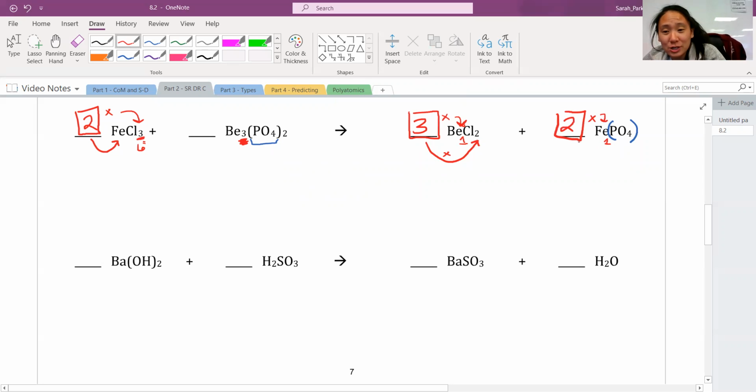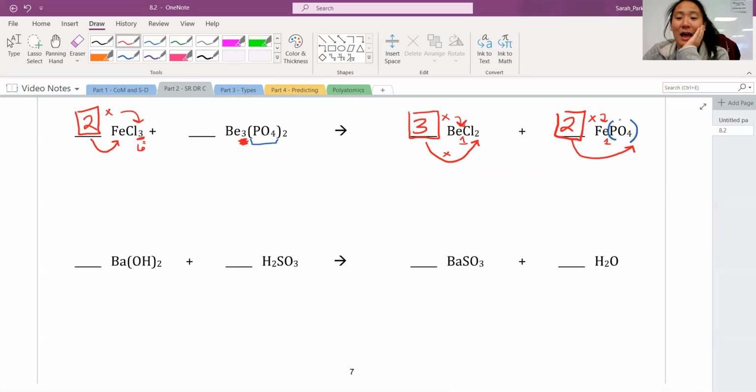When you put a coefficient here, you got to think, how else did I affect this polyatomic? Remember, the 4 in PO4 is on the inside. Okay, so you ignore that number 4. You got to think, how many PO4s do I have? I now have 2 because 2 times 1 is 2. Then you look on this side, you're like, how many PO4s do I have on the left? I already have 2.